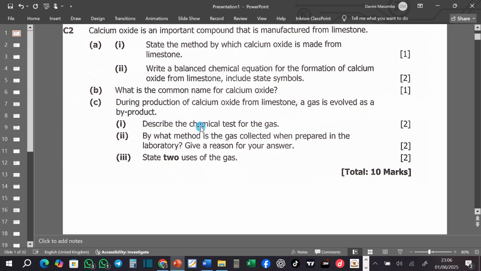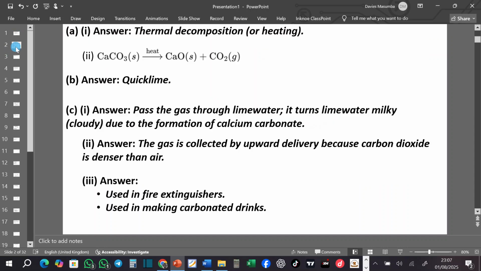They're saying Roman numeral 1: describe the chemical test for the gas. So how do you test for the presence of carbon dioxide? The presence of carbon dioxide is tested by bubbling the gas into lime water. If the gas is carbon dioxide, lime water turns milky. So this is what we said: pass the gas through lime water, it turns lime water milky or cloudy due to the formation of calcium carbonate.